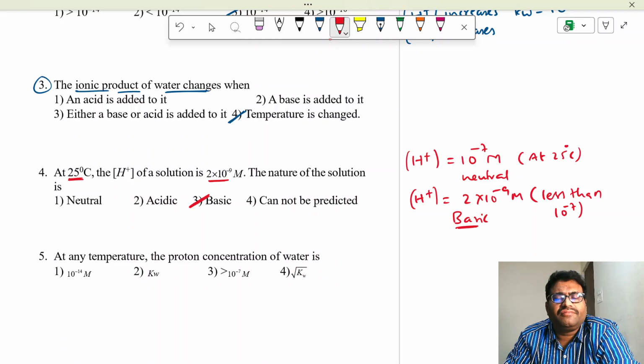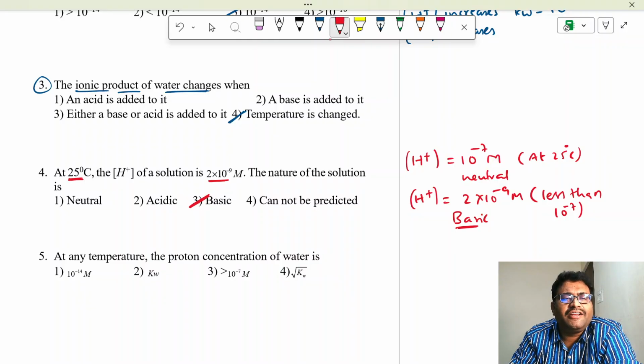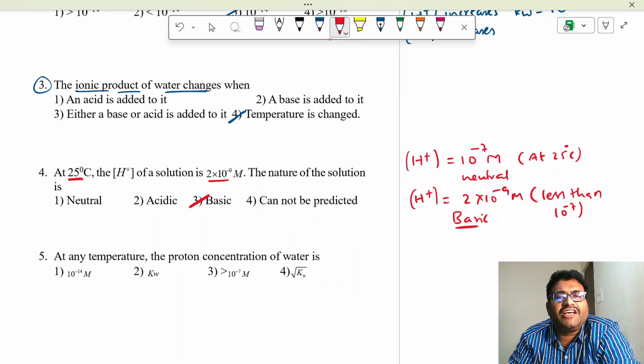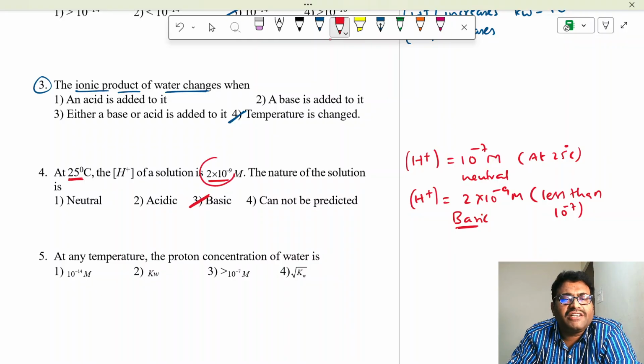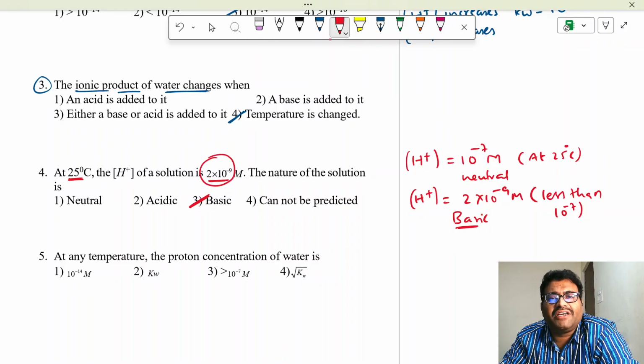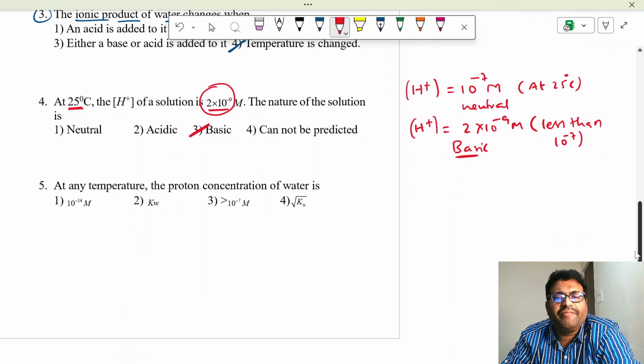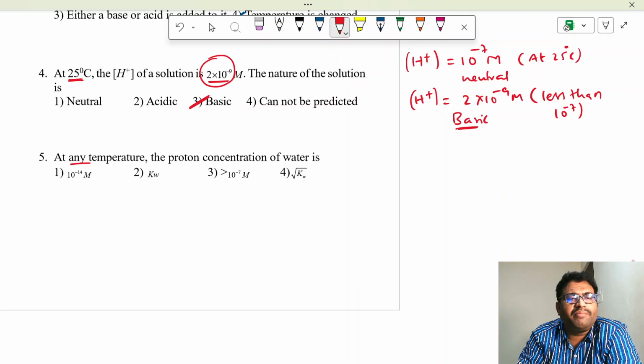For the purpose of understanding the concept, we are learning very basic level of questions. So what will be the answer here? The solution will be basic here because H plus ion concentration is 2 into 10 power minus 11, which is less than 10 power minus 7. 2 into 10 power minus 9 is less than 10 power minus 7. Understood? Okay. Now, at any temperature, the proton concentration of water is.